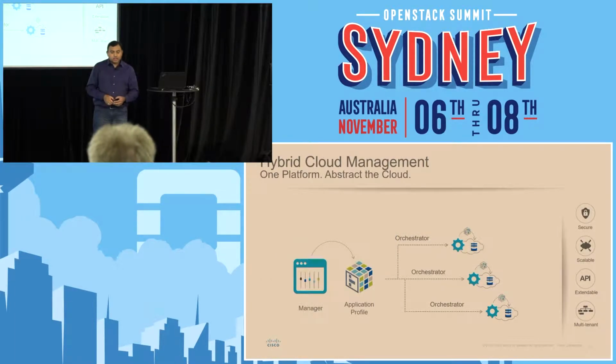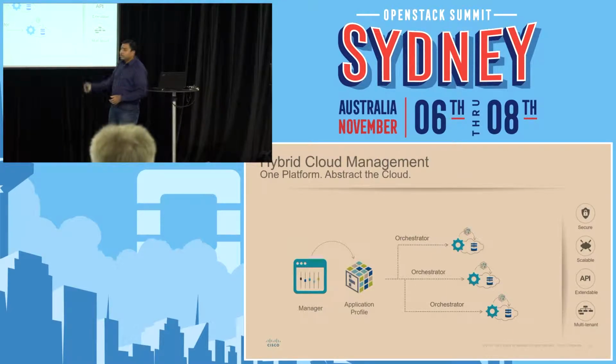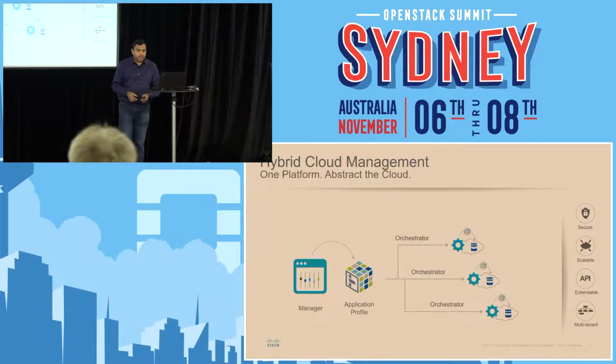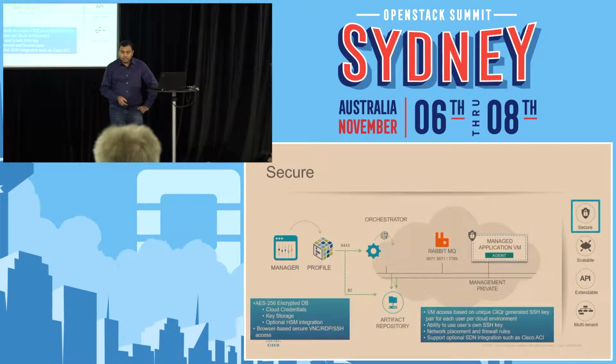One of the other things here is, okay, it's hybrid cloud, it's multi-cloud management essentially, and it's one platform. It's also got some very salient features, right? Secure, scalable, extendable, as well as multi-tenant. So we've seen the multi-tenancy and the extensible part of this. Let's take a look at the security and the scalability aspects, right?